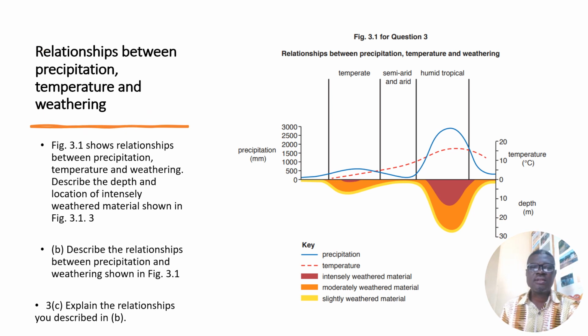The question is, figure 3.1 shows relationships between precipitation, temperature, and weathering. 1. Describe the depth and location of intensely weathered material shown in figure 3.1. Yes. Describe. Just give me the characteristics. Tell me what it is.